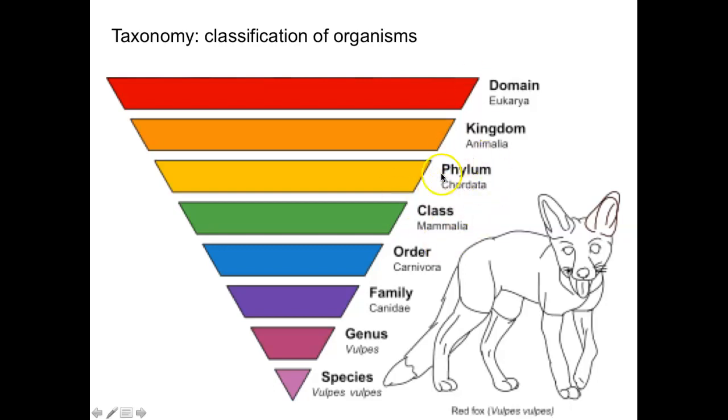So then we've narrowed down. In the phylum, you're going to have all of the animals that have a backbone. And then of those animals, you can narrow down even further and subdivide the phylum into classes. And for classes, we're looking at the fox here, right? So there's a class called Mammalia.